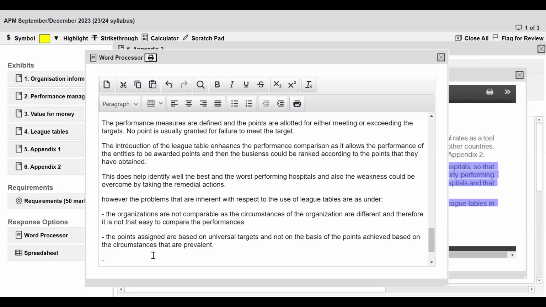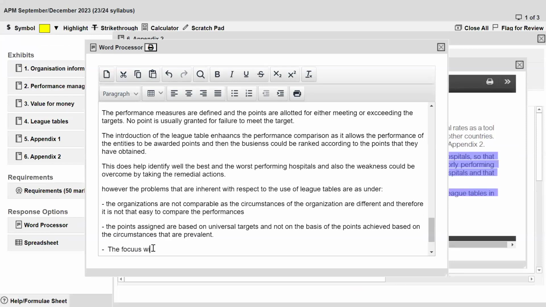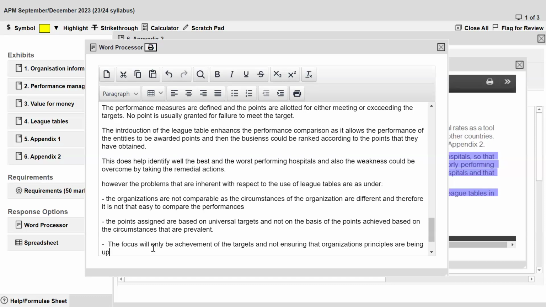Yeah. So the focus will only be achievement of the targets and not ensuring that the organization's principles are being upheld.